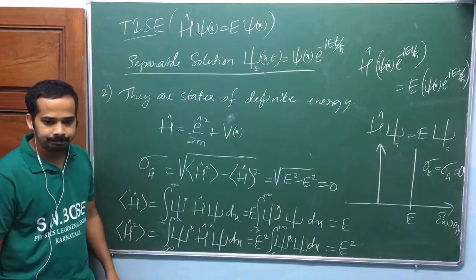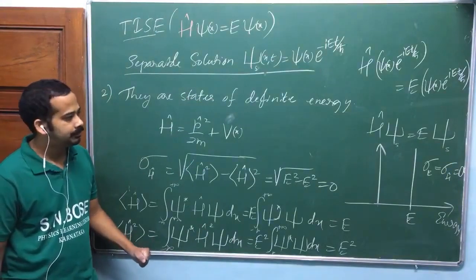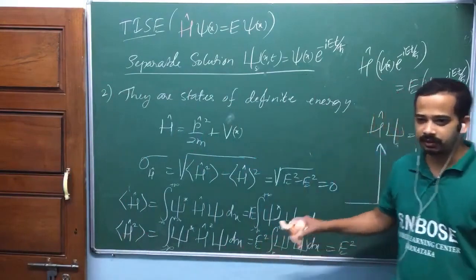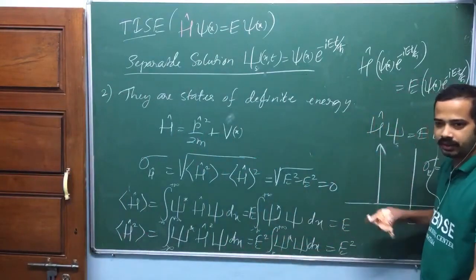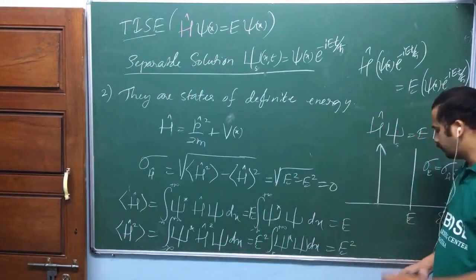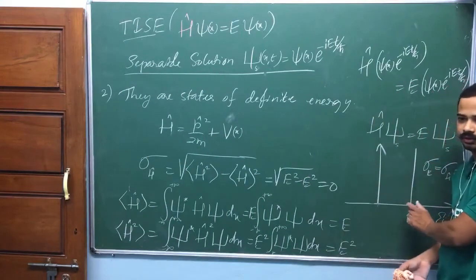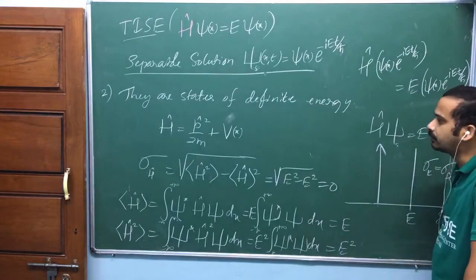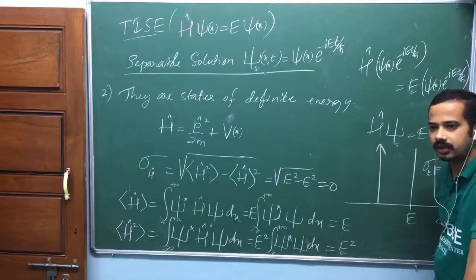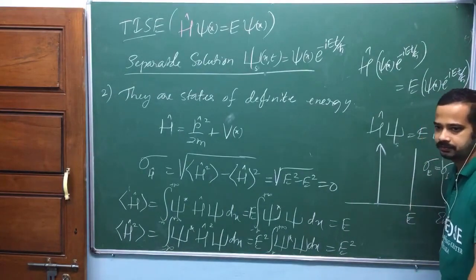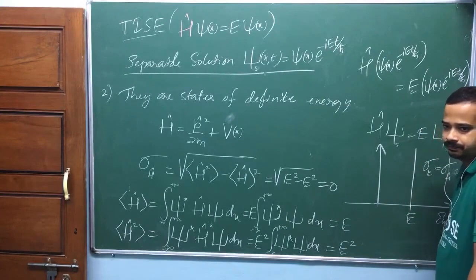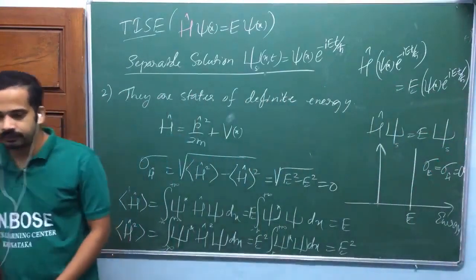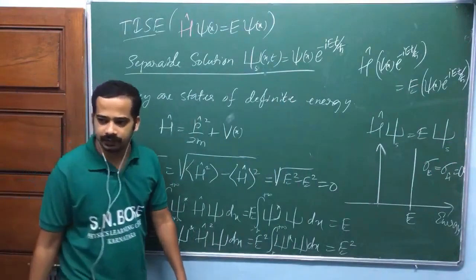Sir, if we increase the width of the wave, the particle will be in a linear combination state, not in a stationary state. Width means he is talking about this width, the distribution. Then we don't say that's a stationary state. That's a linear combination state. Okay, sir. Then we can observe that this is a definite energy state.